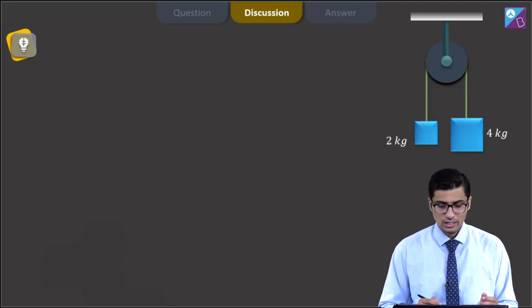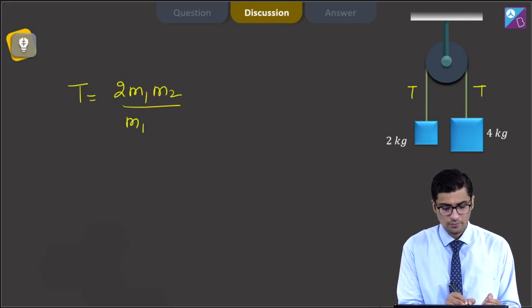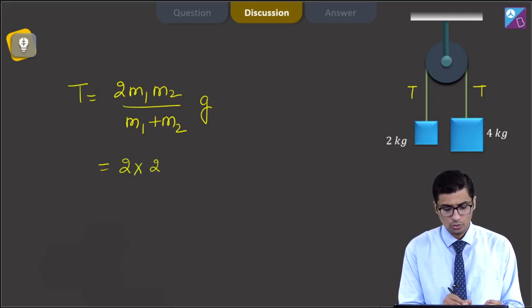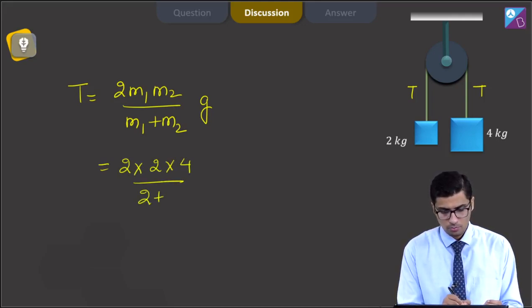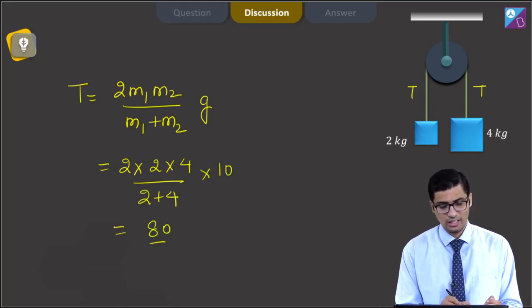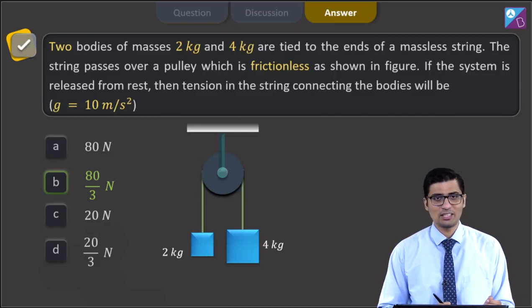Dear students, this is the diagram which is given. We have to find out the tension in the string connecting the bodies. Let this be tension T. T can be calculated using the formula T equal to 2 m1 m2 divided by m1 plus m2 into g, where m1 and m2 are individual masses. We can write m1 equal to 2 and m2 equal to 4. The values will be 2 into 2 into 4 by 2 plus 4 into g, that is 10. And this gives us a value of 80 by 3 Newton. Meaning for this question, the correct answer is B, that is 80 by 3 Newton. Now let us proceed to the next question.